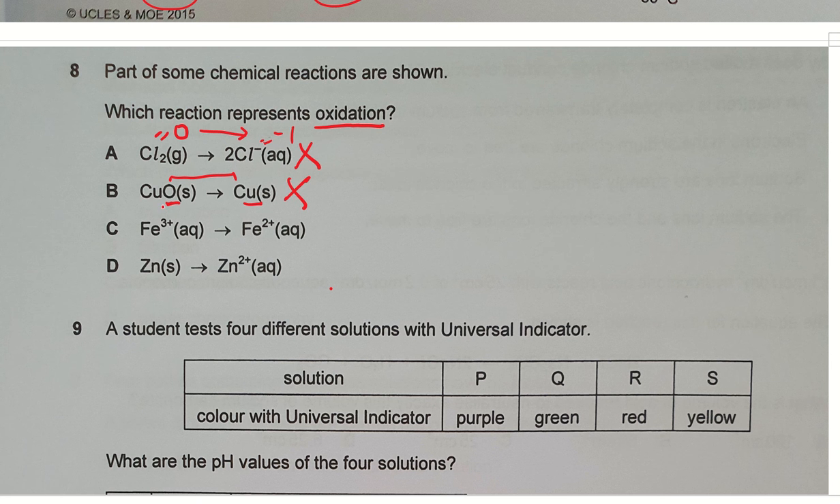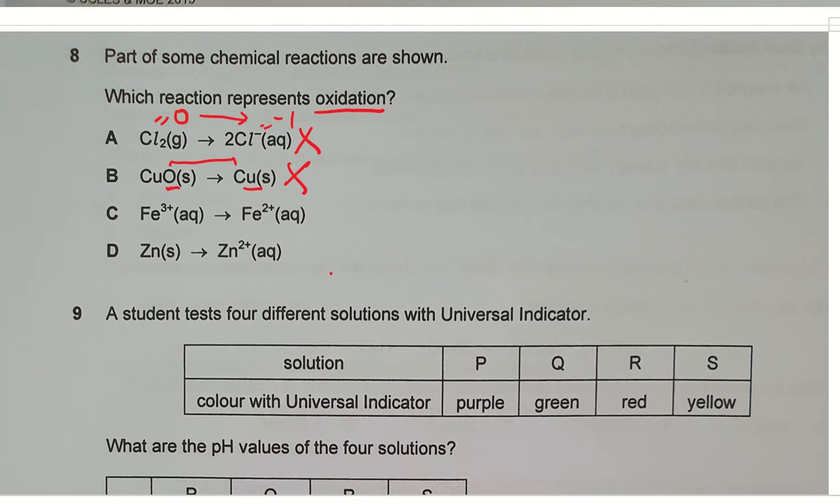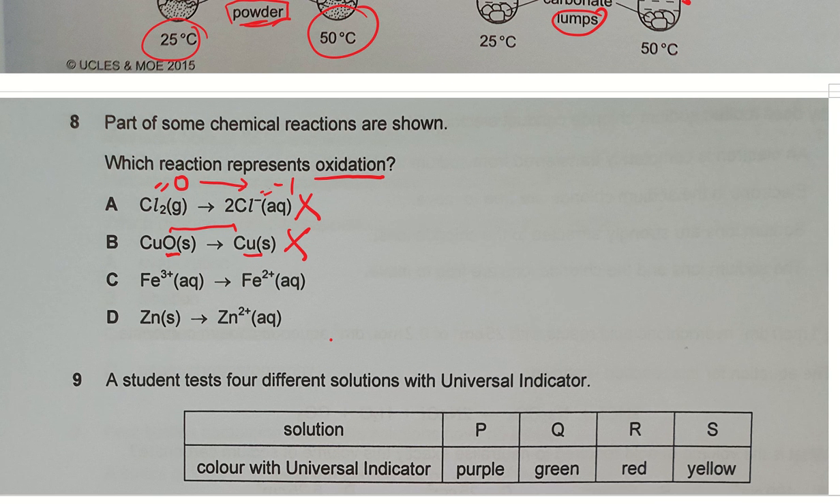Again, over here, for the third one, let me just scroll this up. For part C, oxidation state of my iron 3+ is +3, to iron 2+ is +2. So again, there's a decrease in the oxidation state, so this is not oxidation. And for the last one, D, there is an increase in the oxidation state. Why? Because for zinc, oxidation state is 0. Zinc ion Zn2+ oxidation state is +2. So there's an increase in the oxidation state. So this is the oxidation reaction. Answer D. Alright, next question.